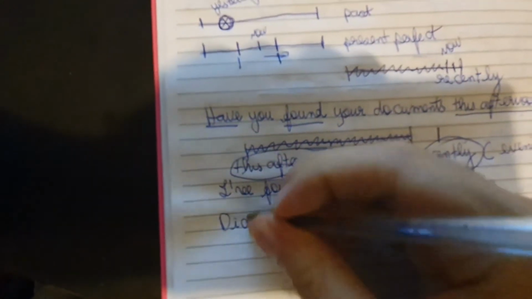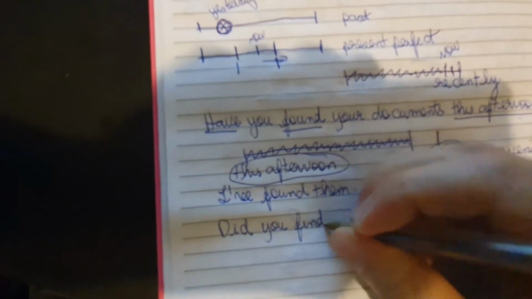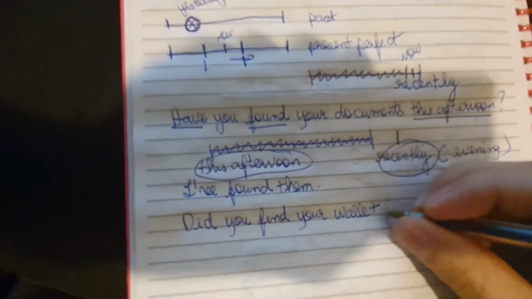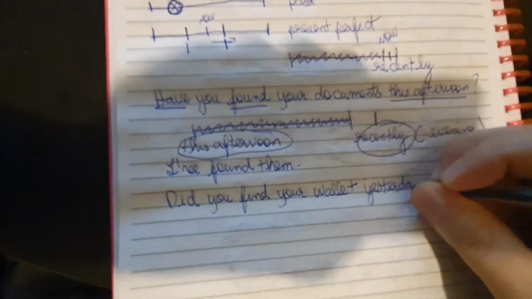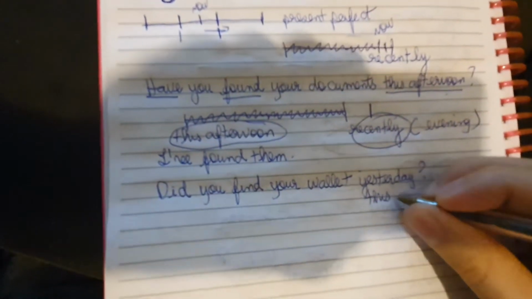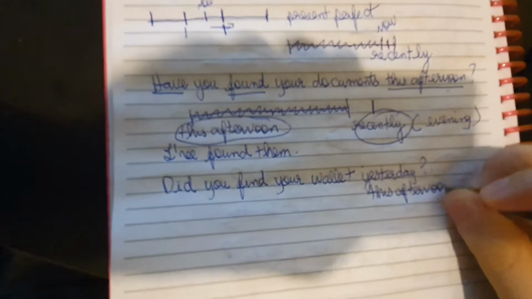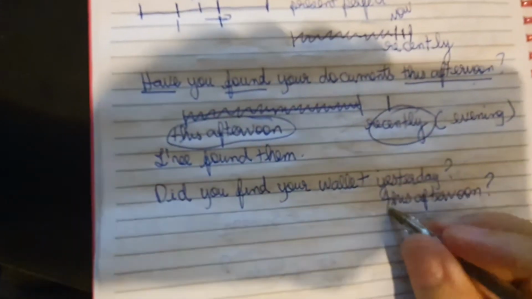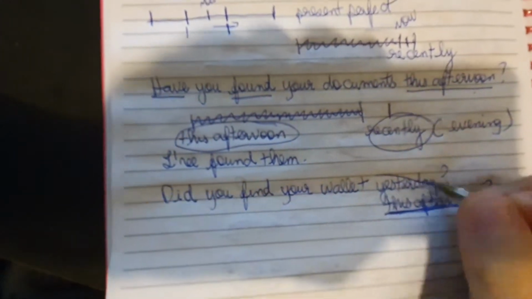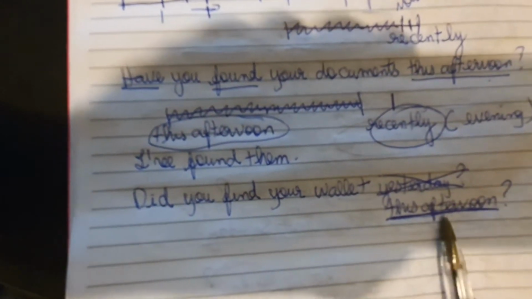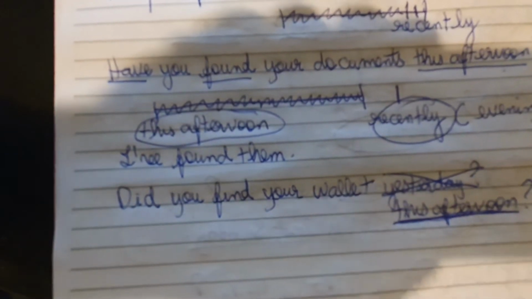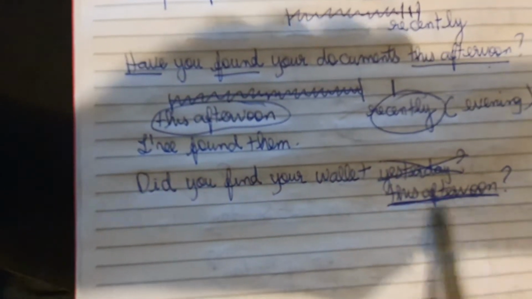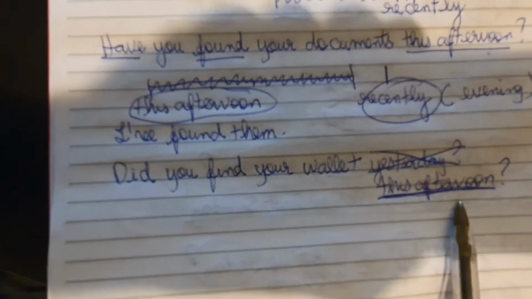But if I ask the question like this, did you find your wallet? Did you find your wallet yesterday? Or this afternoon, for example. Did you find your wallet this afternoon? What can I say about the timeline here? If I ask a question, not using yesterday, but this afternoon, I may be sure, right? You can be sure that this time is already over. We are not in the afternoon anymore.